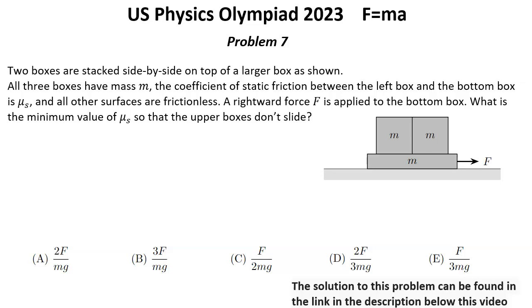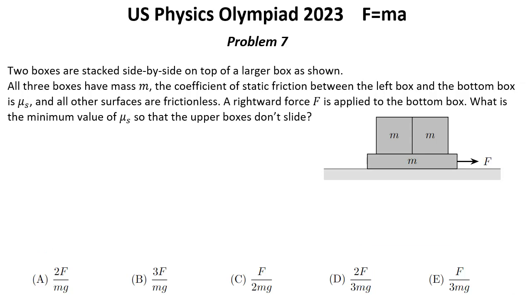Solution for problem number 7. The acceleration of the entire system is F over 3m. So the total horizontal force needed to accelerate the top two blocks is 2F over 3. This must be completely supplied by the friction force μmg on the left box.